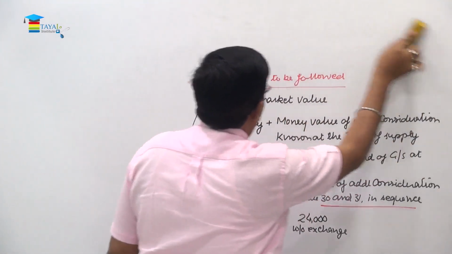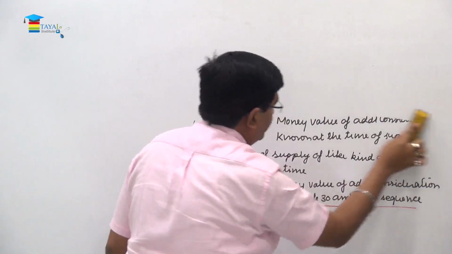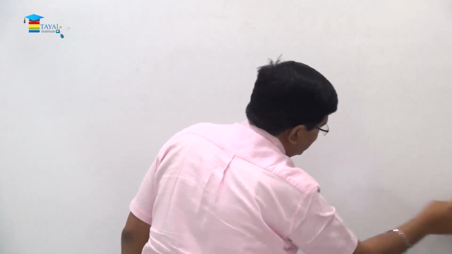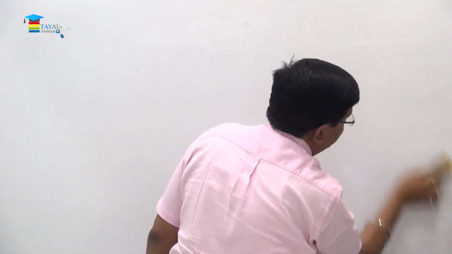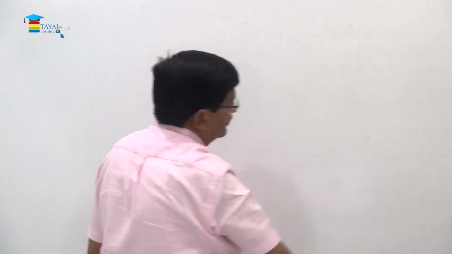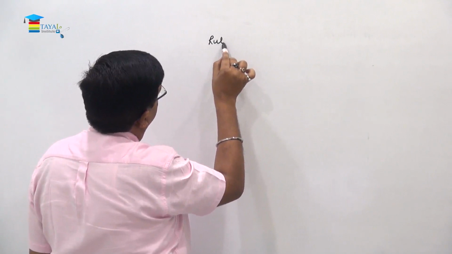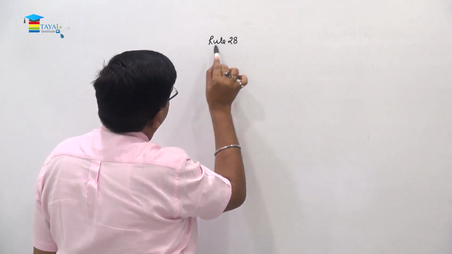Now I'm going to rule number 28, and rule 28 is applicable when supplies are between related parties or distinct persons, but other than agent.